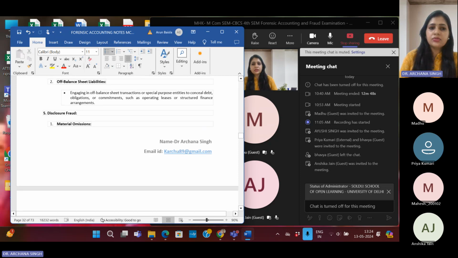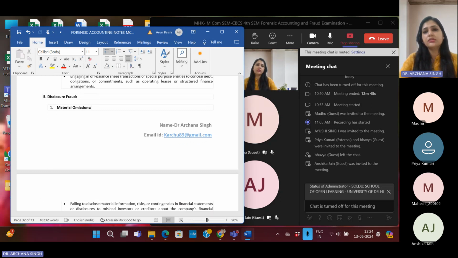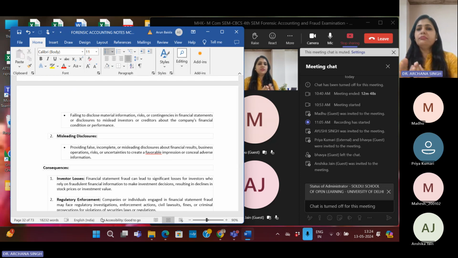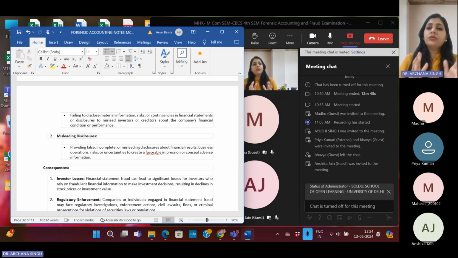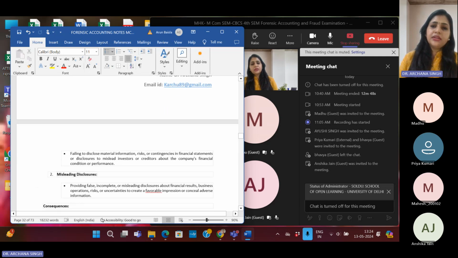The next is disclosure fraud. Disclosure fraud means the important things that are to be disclosed, you have not disclosed, like material omission. Material means the things which are very important to be disclosed, that you have omitted intentionally. So failing to disclose material information, risks, or contingencies related to the financial statements or disclosures, so that you can mislead the investors or stakeholders about the company's financial performance and financial condition, is also a fraud. So material omission is related to disclosure fraud.